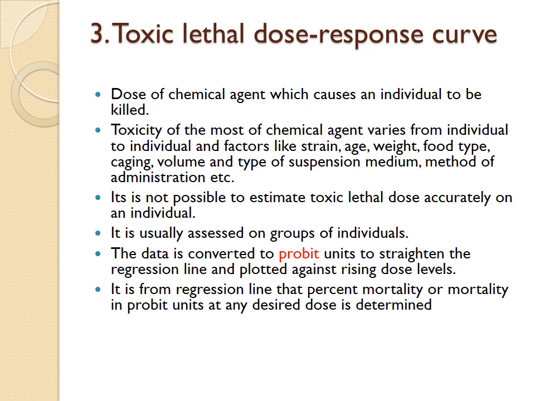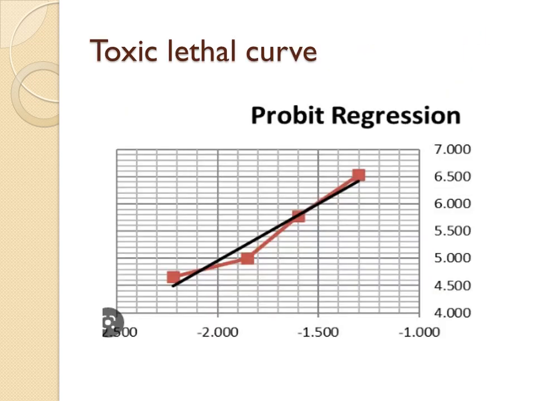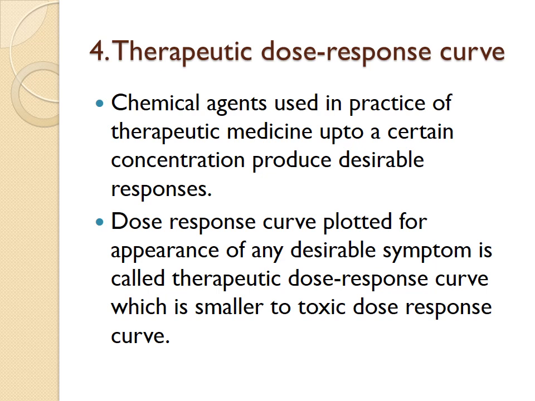Any experiment that is conducted to test toxicity consists of control groups as well as experimental groups. The data is converted to probit units to straighten the regression line. That regression line tells about the marked deviation from the center line for the control group as well as for the experimental group. In the form of a regression line, the mortality in probit units at any desired dose is determined. That is a toxic lethal curve showing the mortality of the individuals in the population that have been administered that toxin.